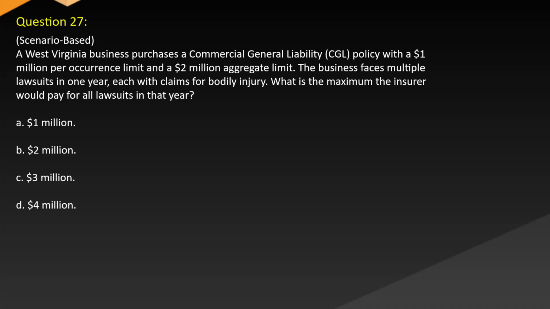Question 27. Scenario-based. A West Virginia business purchases a commercial general liability (CGL) policy with a $1 million per occurrence limit and a $2 million aggregate limit. The business faces multiple lawsuits in 1 year, each with claims for bodily injury. What is the maximum the insurer would pay for all lawsuits in that year? A. $1 million. B. $2 million. C. $3 million. D. $4 million.